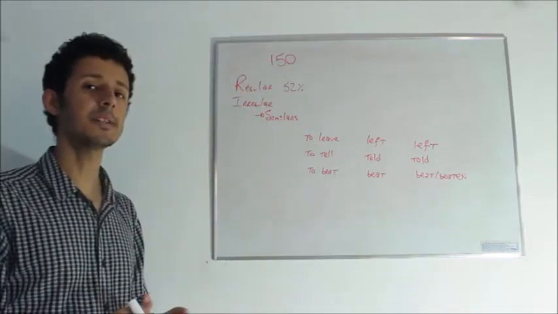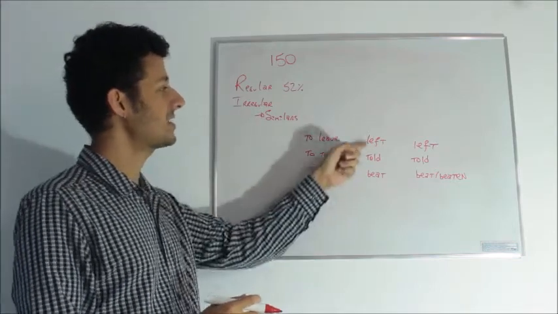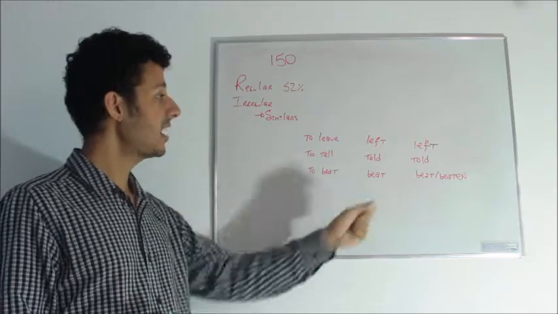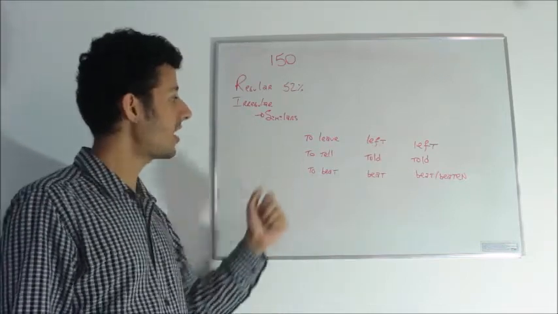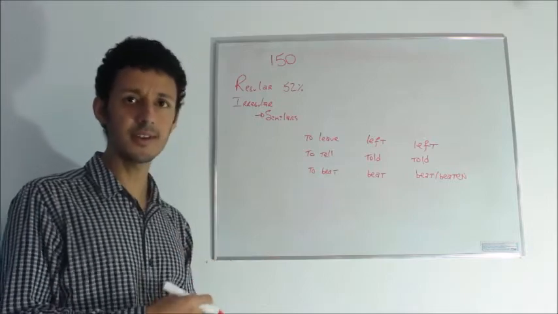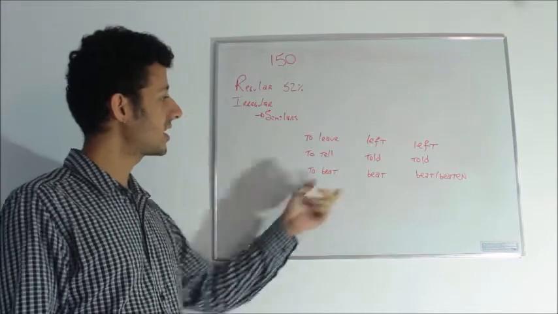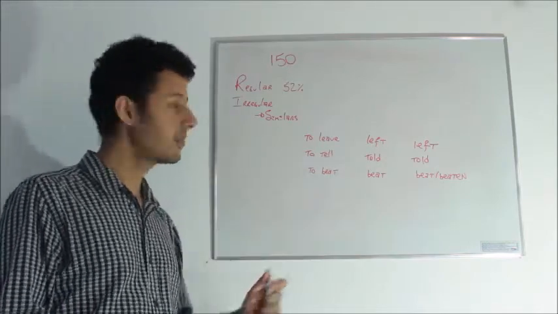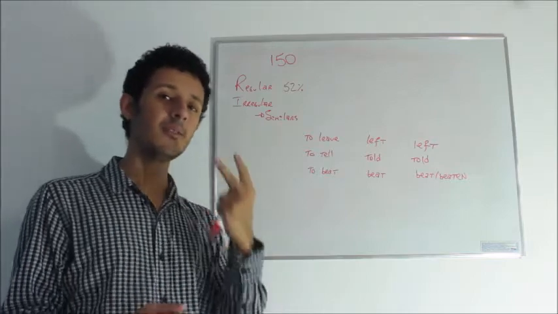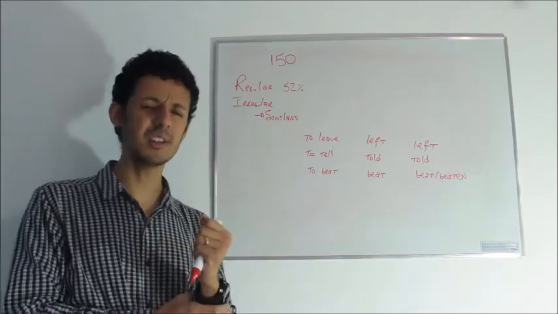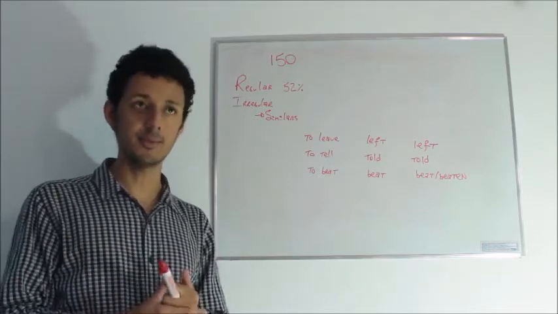So here we have some examples. To leave, past tense, left, and participle, left. To tell, past tense, told, and participle, told. To beat, past, beat, participle, beat or beaten. In this case, we have two options. So it's very common for the verbs in English to have two participles.